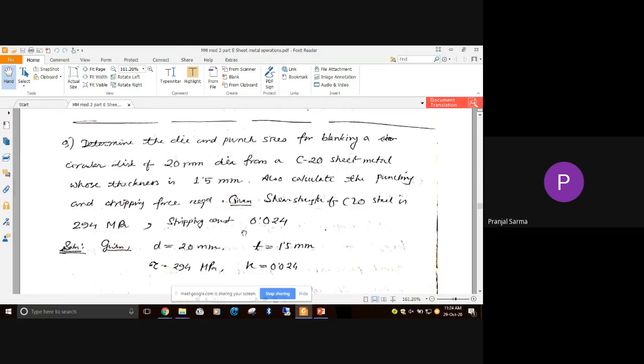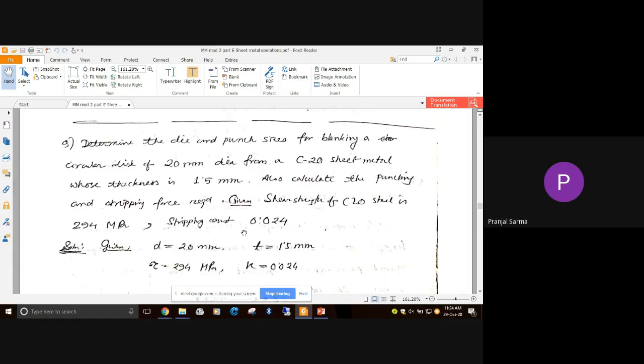So what is the question? The question states that you have to determine the die and punch sizes for blanking a circular disc of 20 millimeter diameter from a C20 sheet metal whose thickness is given as 1.5 millimeter. Also, you have to calculate the punching and the stripping force required. Given data: the shear strength of C20 steel is 294 megapascal, and the stripping constant for this case is 0.024.